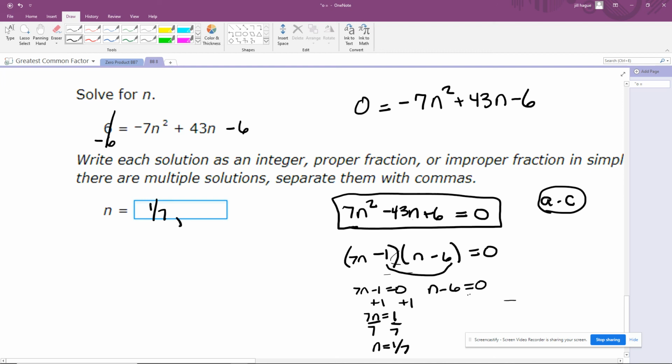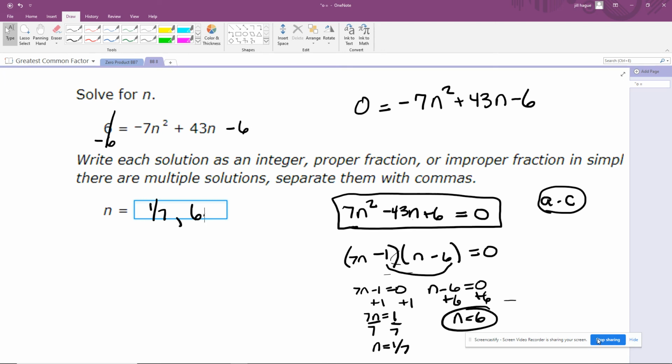And then over here on this one, a little bit easier, we add 6 to both sides, and I get n equals 6. Okay, so there's my other answer. Those are my two solutions. Those are the numbers that if I put them in for n, I would get 0 for y, or I'd get 0 equals 0, which would be true. Okay, so watch those again.